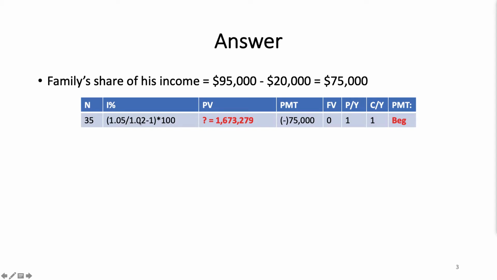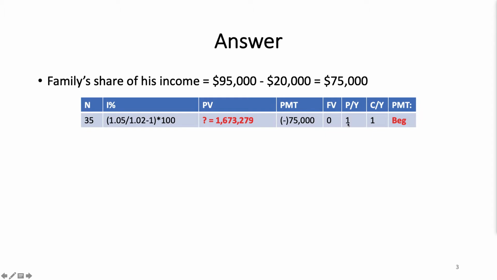This is the inflation rate, which is 2%. So I'm doing the real rate here, and I'm multiplying by 100 because the calculator accepts integers, not decimals. So it's 1 plus the investment rate, divided by 1 plus inflation, minus 1, times 100. This is his family's share of his income this year. Every year it's expected to rise by 2%. That's why I put this here. The future value is 0.